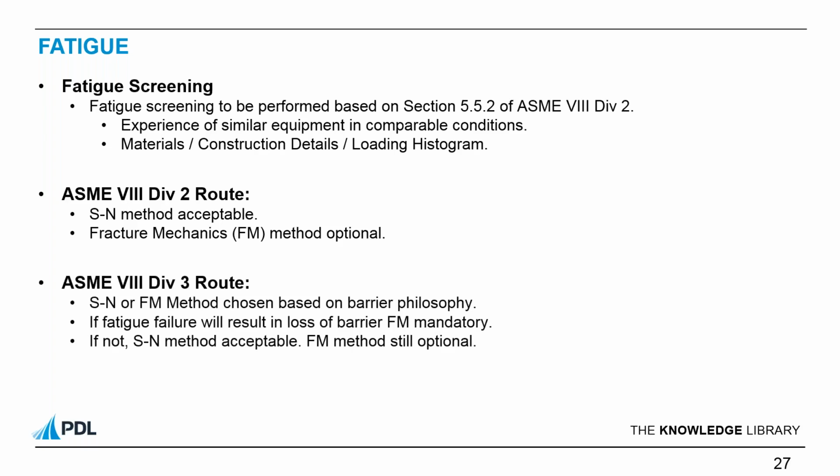If we're following the ASME VIII Division 3 route, the mandated method is dependent on the barrier philosophy. So essentially what this means is that if fatigue failure will result in a loss of containment, the fracture mechanics method is mandatory. If a secondary barrier will be employed to contain the flow, then the SN method may be acceptable for the primary barrier. However, some kind of assessment of the secondary barrier would then need to be made. For example, is the secondary barrier fatigue sensitive, or will intervention occur in the short term? If it's deemed that the secondary barrier is fatigue sensitive, then a fracture mechanics assessment would then need to be performed on this barrier.